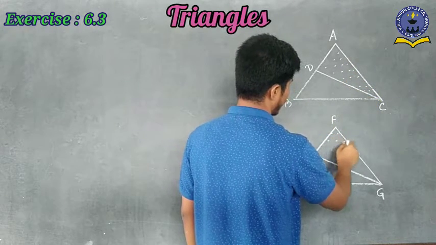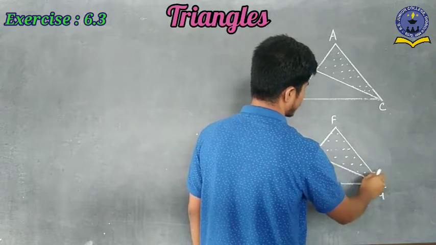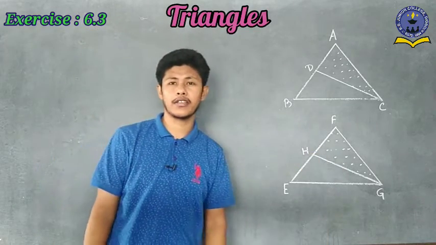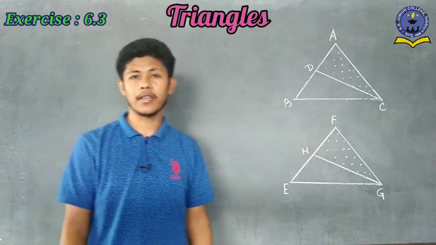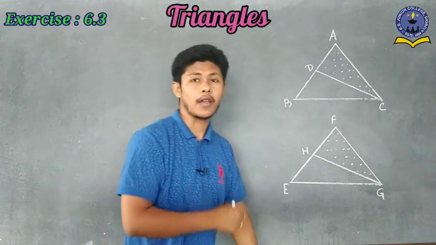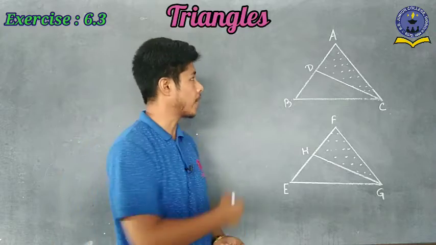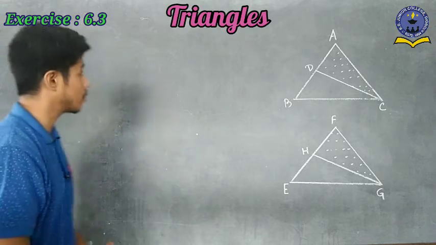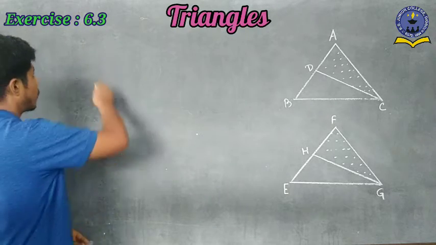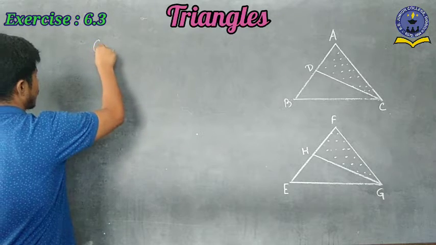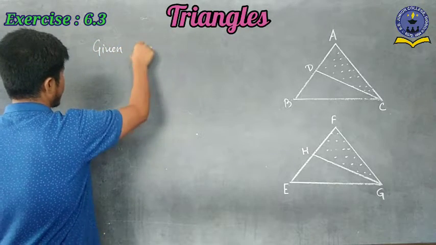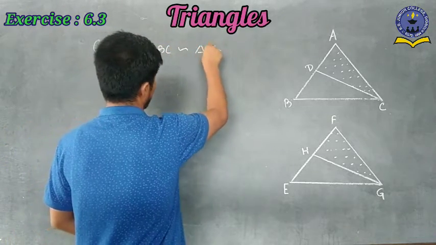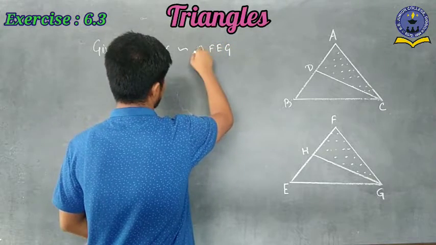If we prove these two triangles are similar, then easily we can say the ratios of their corresponding sides are also equal, isn't it? So for that reason we have to take these two. And before this, one more condition is given here: triangle ABC is similar to FEG, already mentioned in the question. So first of all we have to write these two. Given, triangle ABC is similar to triangle FEG.